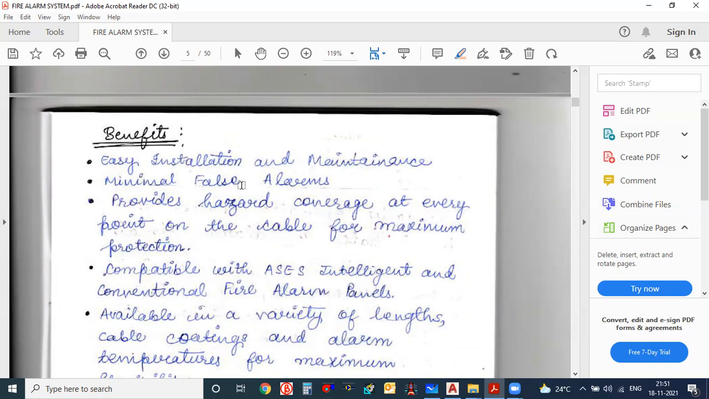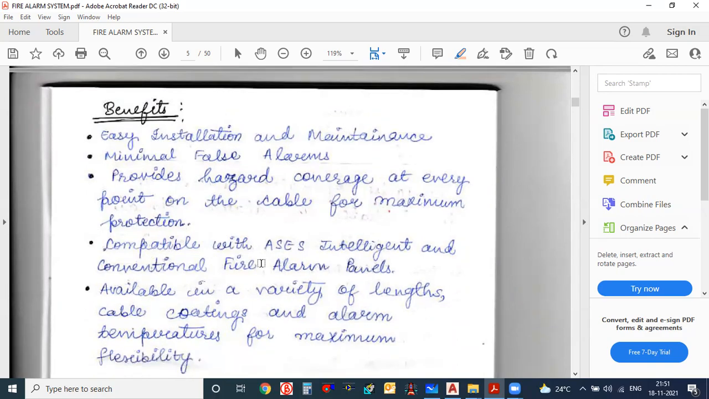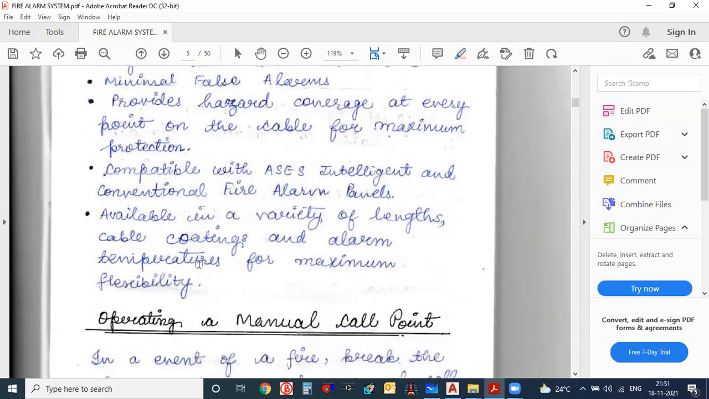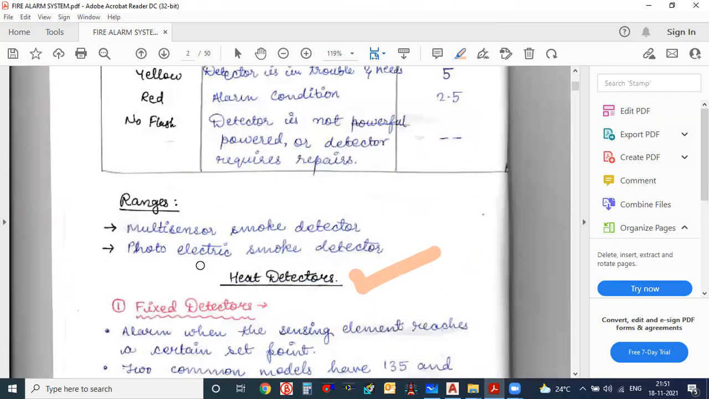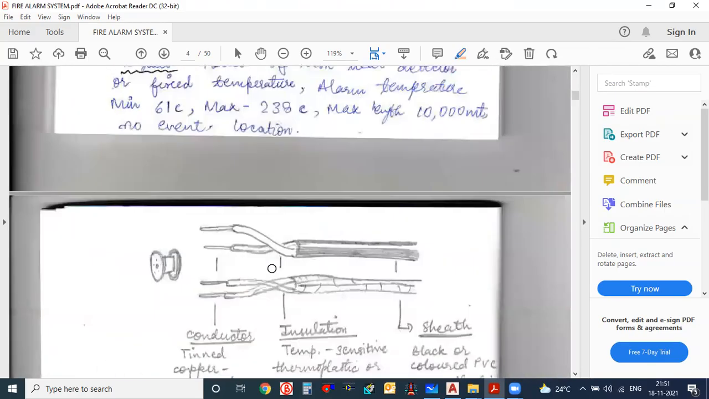Easy installation, maintain minimum false alarm. Conventional fire alarm panel available in variety of lengths. Okay, so many things. So this is something about this type of heat detectors.